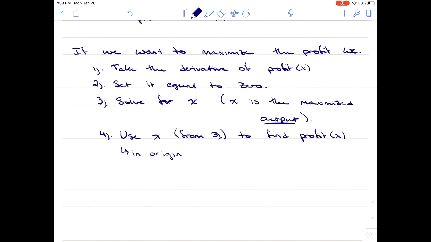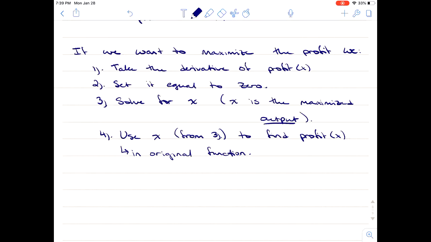In original function. Right. If you try to plug it back into the derivative, you'll just get 0 again because you force the derivative to be 0 to solve for this x. So if you plugged it back in, you would just get 0. Right. So that won't work.